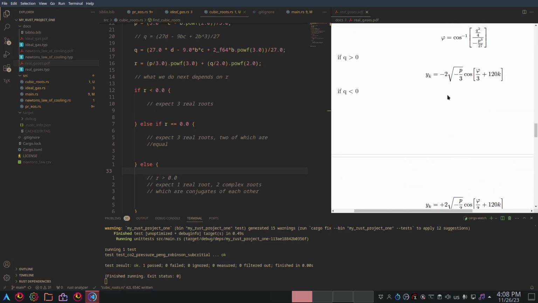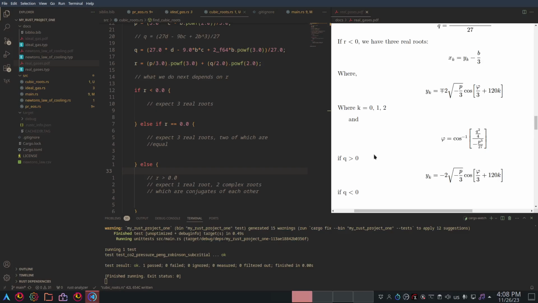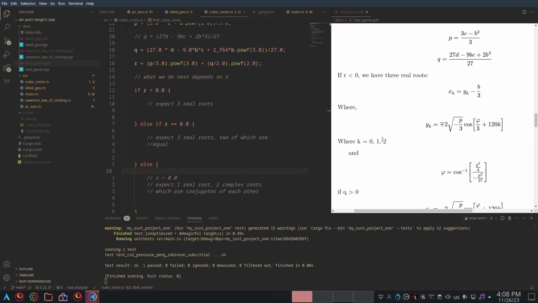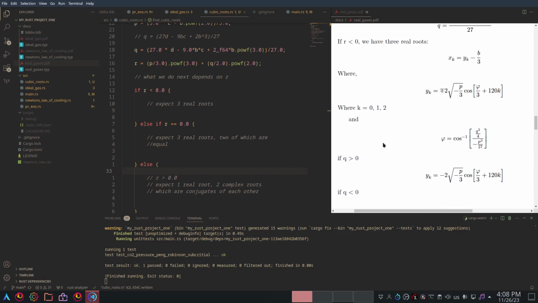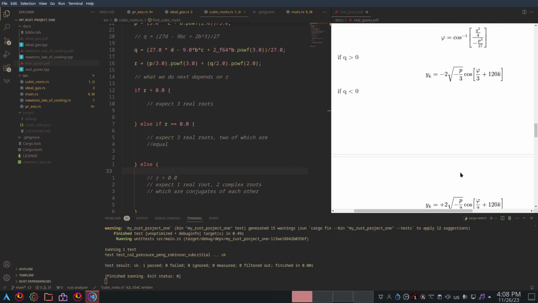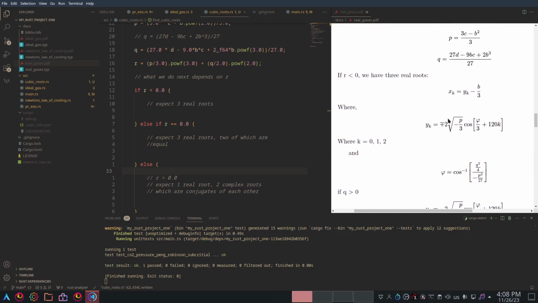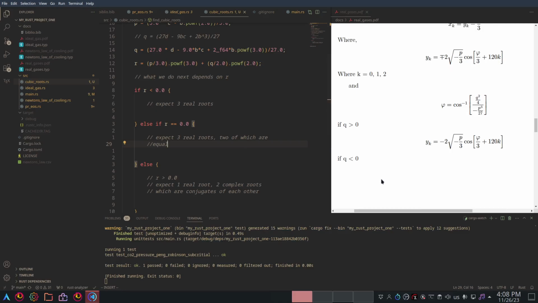So let's check it out here. q less than 0 and q more than 0. Let me check. So first thing first, we need to find this yk value. What's the yk value in these two cases, q more than 0 and q less than 0? However, this unfortunately does not cover the q equals 0 case. So we'll need to deal with that separately as well.